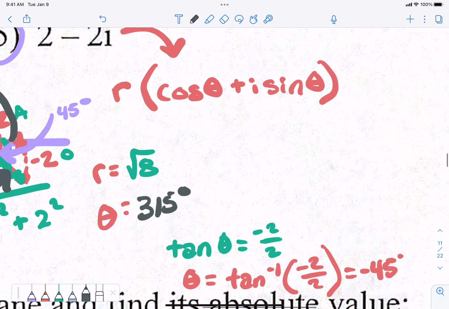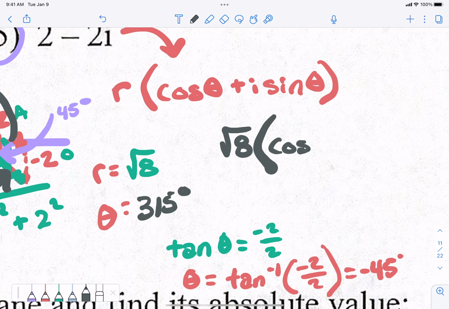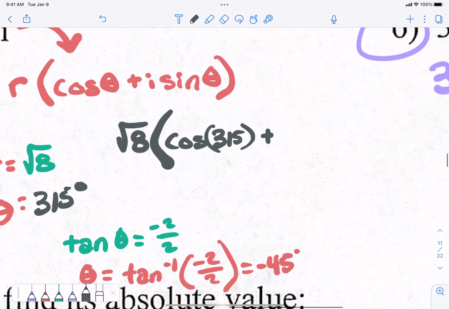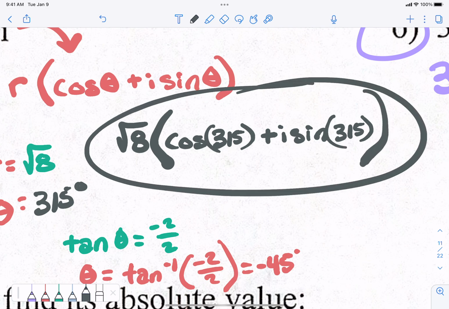That means that polar form, just written the whole thing out, is the square root of 8 times cosine of 315, and you can put parentheses around it or you don't need to, plus i times sine of 315. And that is polar form. Happy with that? You just need to find r and you just need to find theta, but make sure that when you find your theta, after you do your tangent, you reflect what quadrant it's in, right?